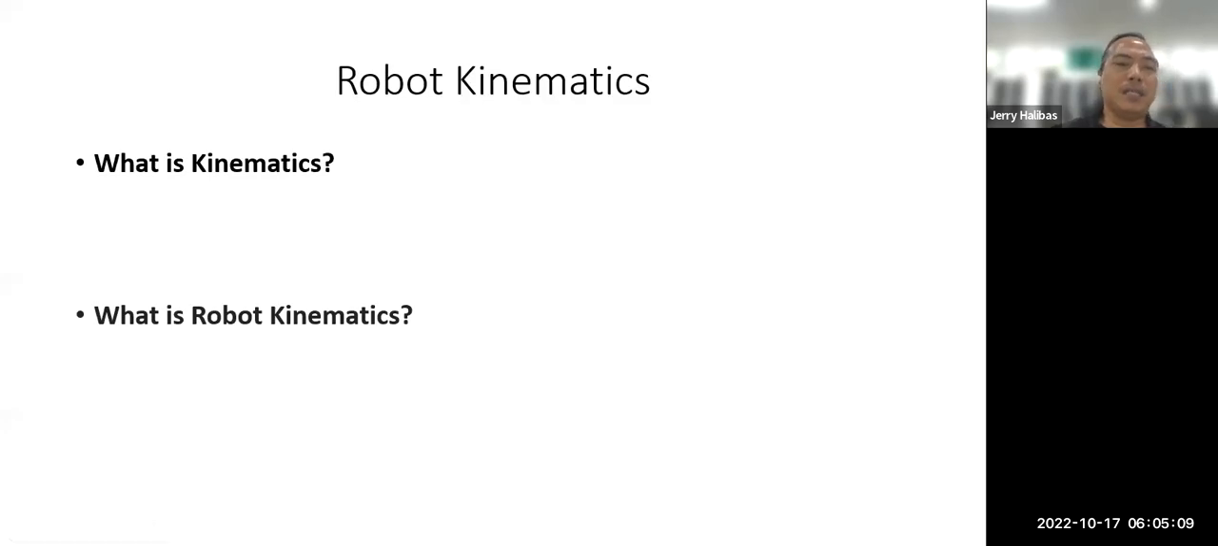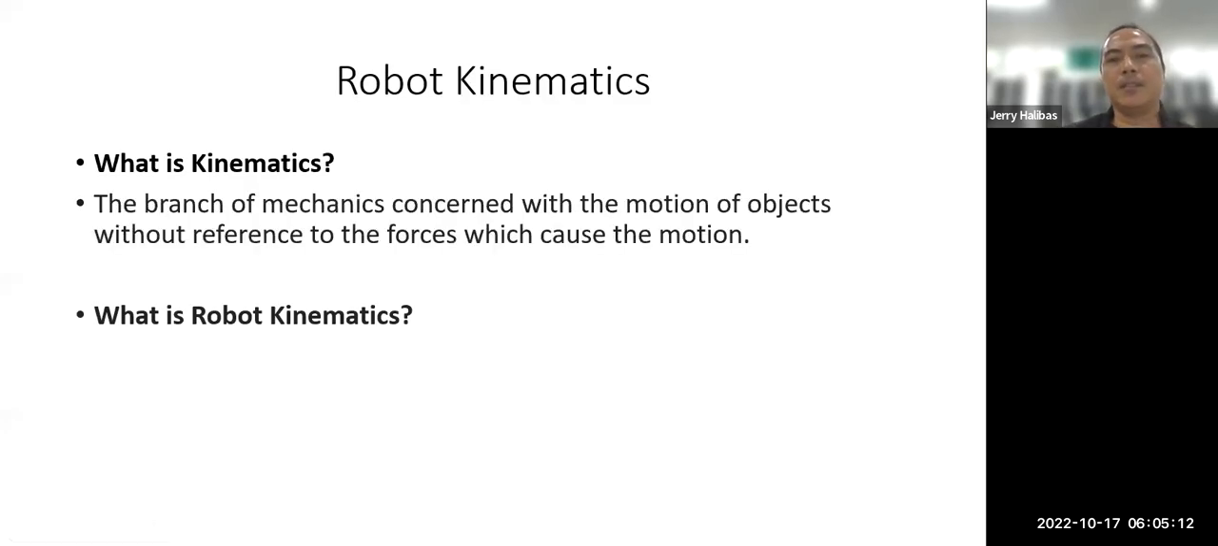So what is kinematics? It is the branch of mechanics concerned with the motion of objects without reference to the force or forces which cause the motion. Okay, so forces do not apply here. We'll just be dealing with motion.